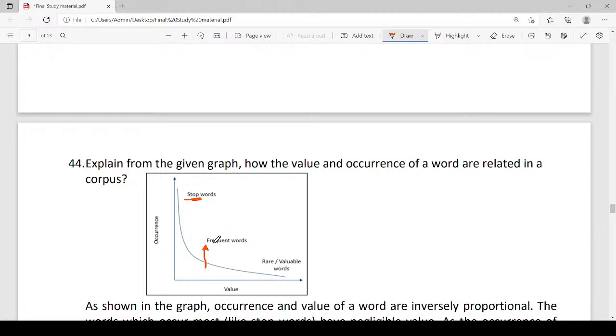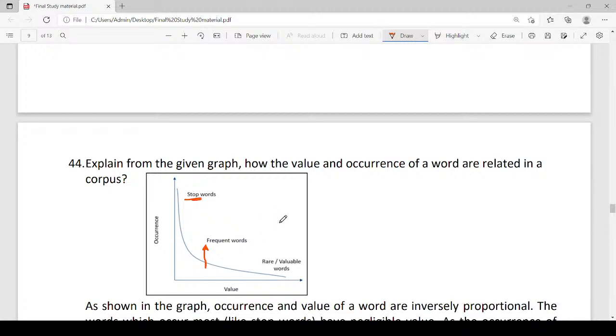Maybe in the previous example, Mumbai, famous. So these are words that have considerable value and keep on reflecting the subject of the document. And then we have the rare or valuable words. These words occur very less but have a lot of value. So those are the words that we are looking for. The rare or the valuable words.